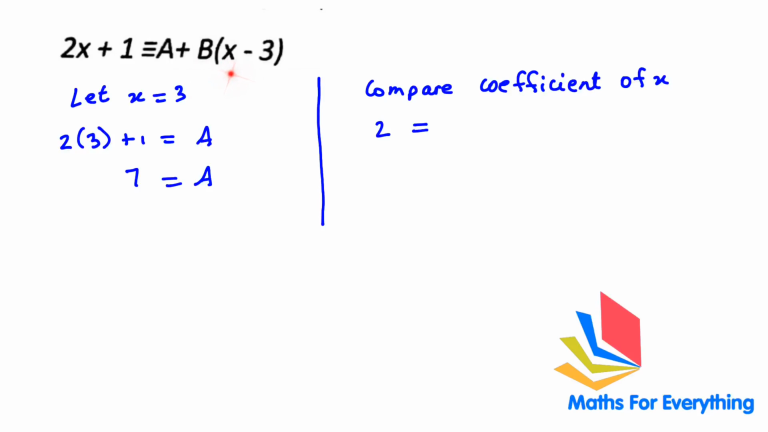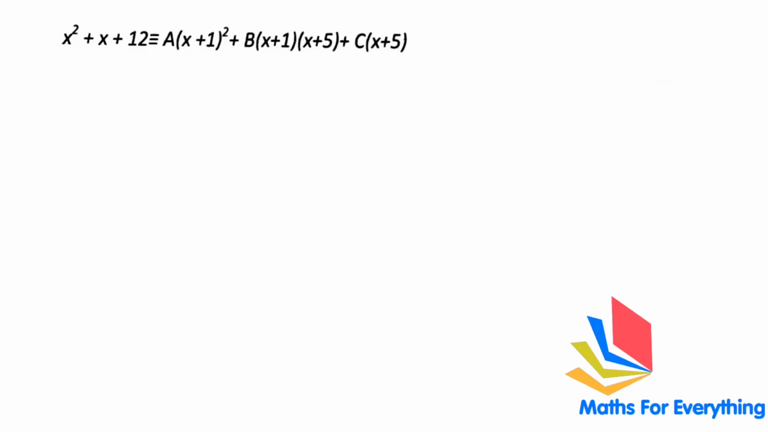But again, like I said, if we expand this bracket, you will have B multiplied by x, bx. So what is the coefficient of x? B. And that is your answer. 2 is equal to B. So now we move forward to a little bit more complicated question.